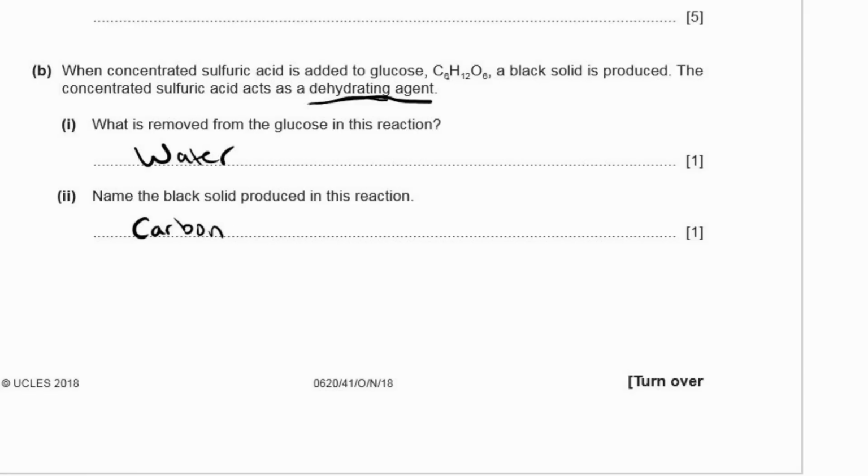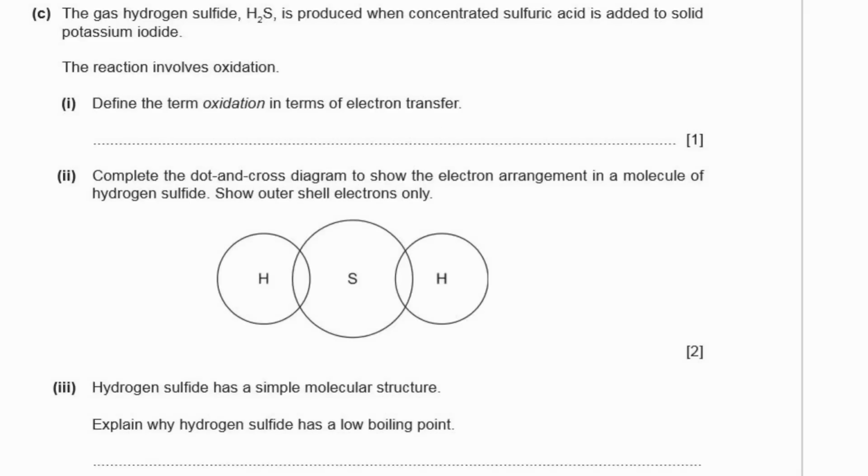And carbon, there is a lot of carbon in C6H12O6. So that makes sense. C. The gas hydrogen sulfide, H2S, is produced when concentrated sulfuric acid is added to solid potassium iodide. The reaction involves oxidation. Define the term oxidation in terms of electron transfer.